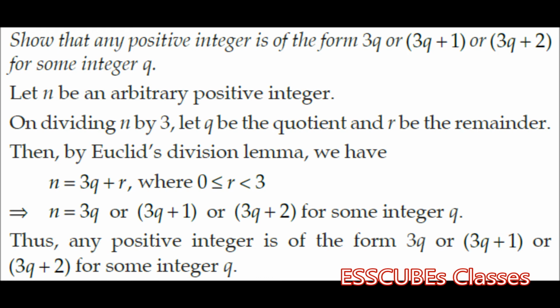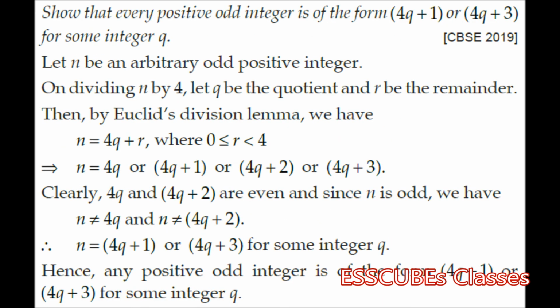So any positive integer is of the form 3q or 3q plus 1 or 3q plus 2 for some integer q. Let's extend our discussion and take another example. If you are asked to show that every positive odd integer is of the form 4q plus 1 or 4q plus 3, mark my words, odd integer, right? 4q plus 1 or 4q plus 3 for some integer q. We apply the same procedure once again.